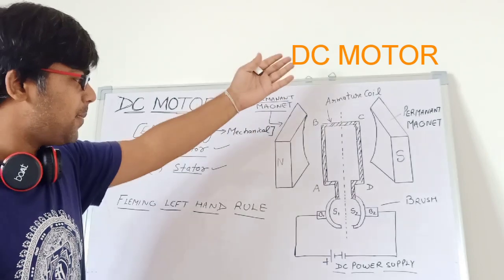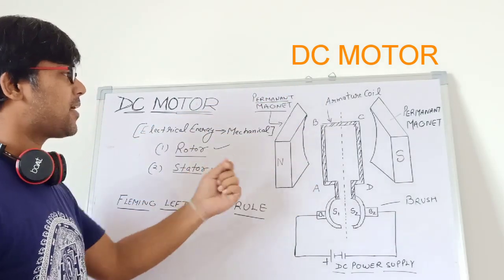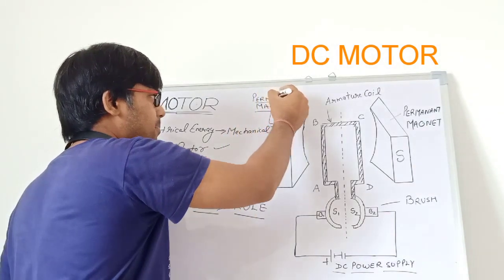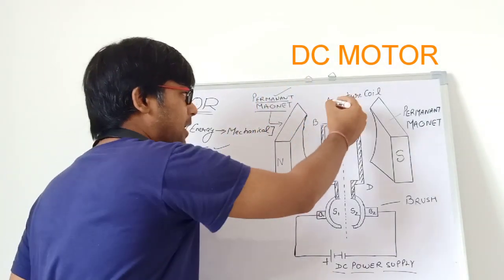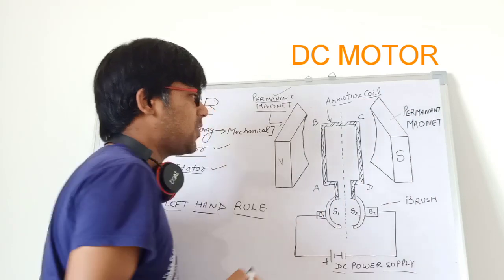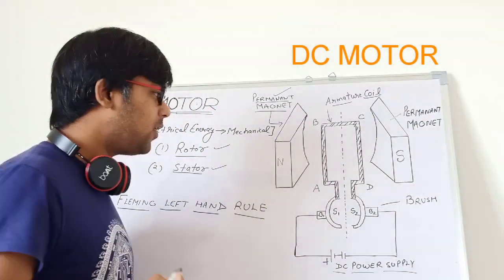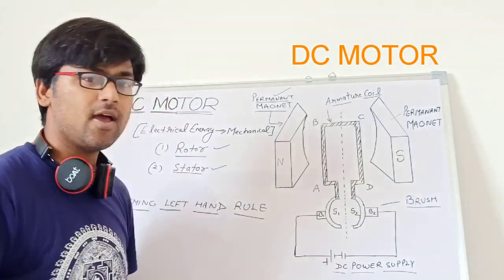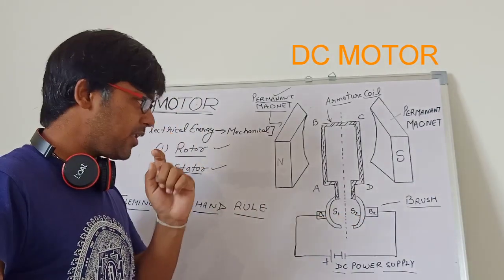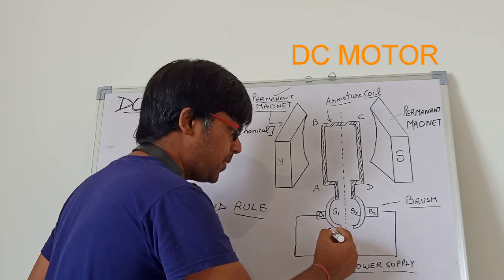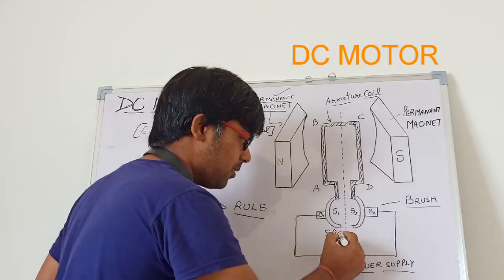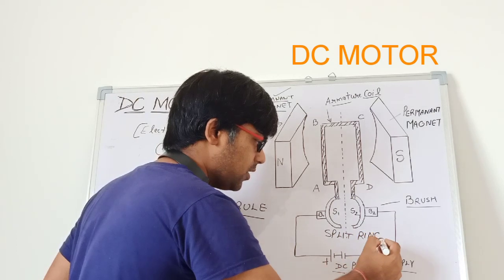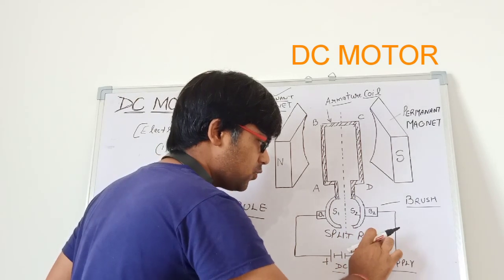Clear? So this is a basic diagram of the permanent magnet type of DC motor. The main components of the motor are, we have the permanent magnet. Second one is called the armature coil, which is very important. Third one is called brushes. We have two brushes, called B1 and B2, and we have a very important thing called S1 and S2, which is known as split ring. So we have two rings, S1 and S2.